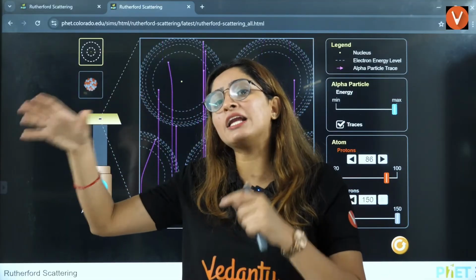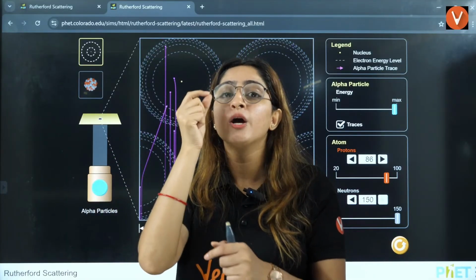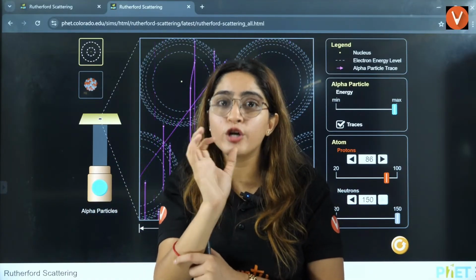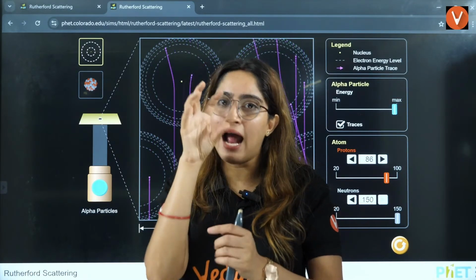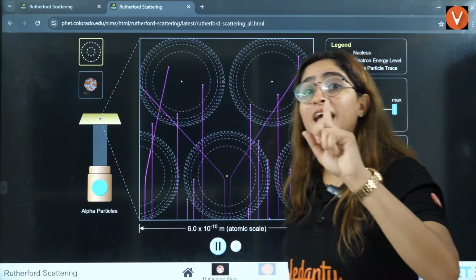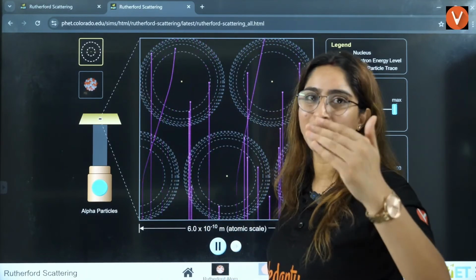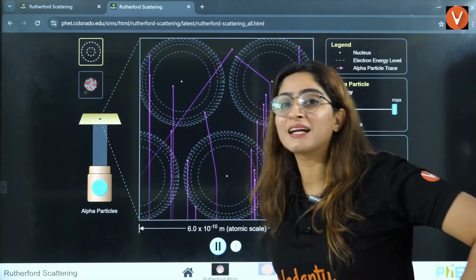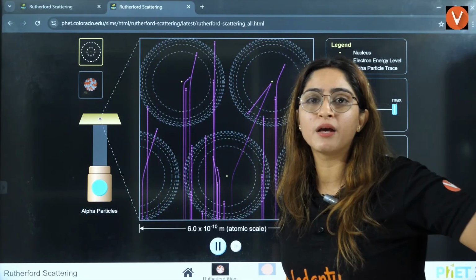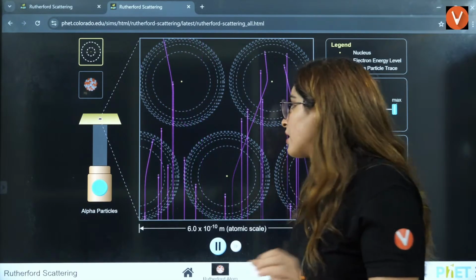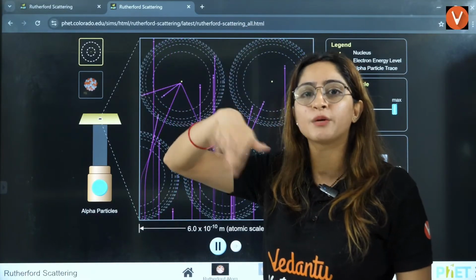So he didn't define the nucleus as such at that point. He just said that there is some very high positive charge in a very small area inside the atom, right? Now the question is, why did he say that it is a positive charge? Because alpha particles, which are positive, are getting deflected near to that. Why did he say it occupies a very small space in the atom? Because most of the alpha particles are going straight. That means most of the space inside the atom is empty.